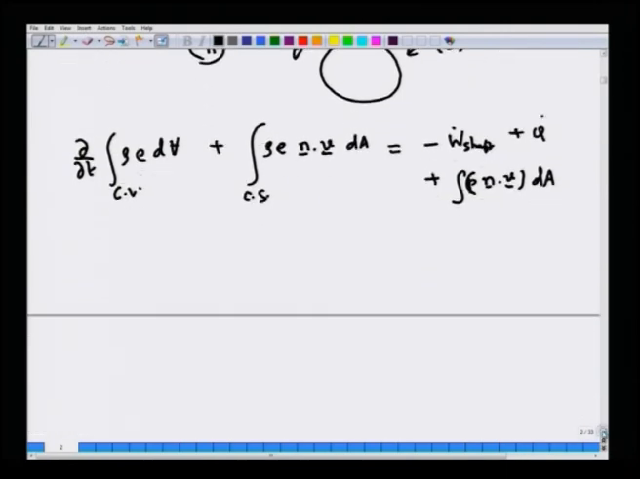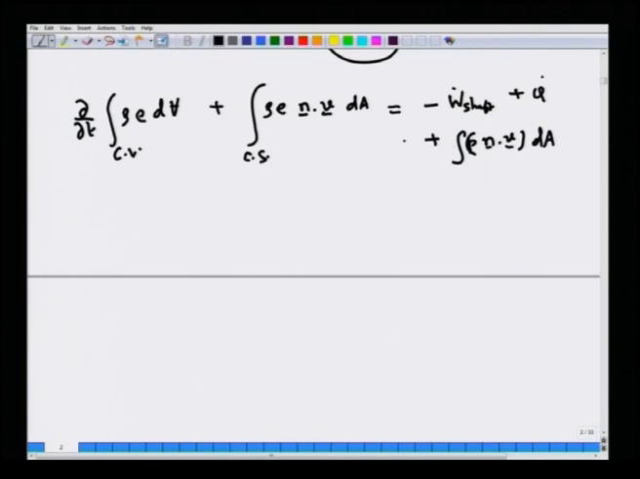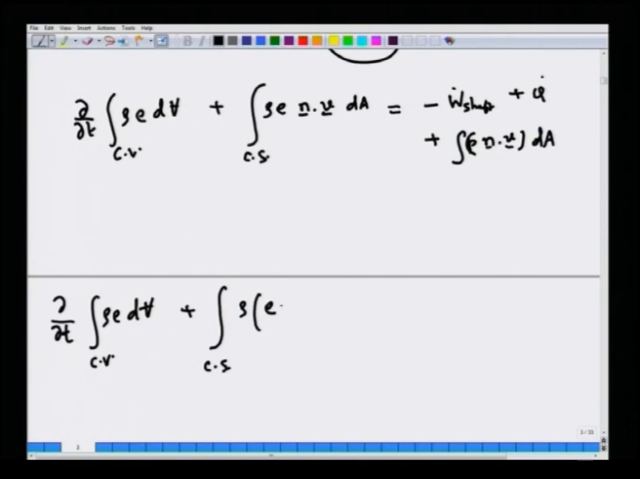Okay. Now, we can pull this, both these expressions have n dot V times dA. So, we can pull this to the other side to write the integral of rho e dV over the CV, plus the integral over the CS of rho times (E plus P by rho) n dot V dA, is minus W shaft plus Q dot. Okay. So, this is our final simplified energy balance.